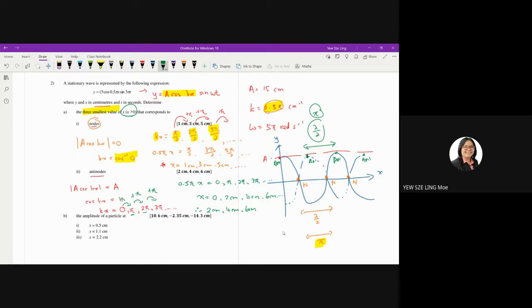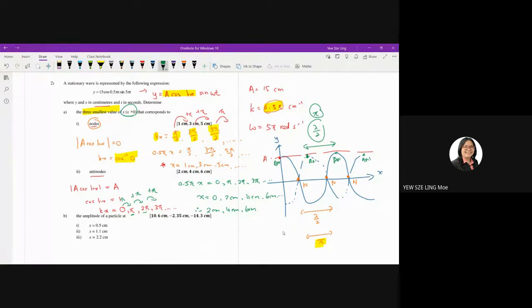You look at the information given. Given wavelength, you keep adding lambda over 2. Given in terms of angular displacement, which is the radian, then you keep adding pi radians, because according to the diagram, that is the distance between 2 nodes. That is the distance between 2 antinodes. So this one is slightly more complicated.